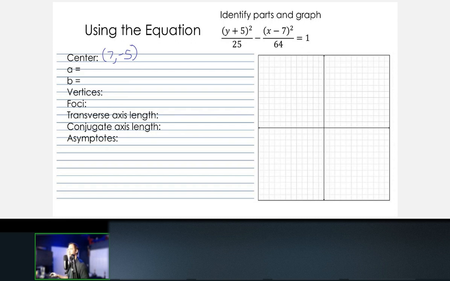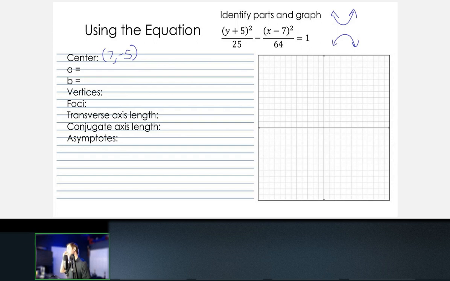All right. By the way, how does this graph open? What kind of graph is this going to be? How do we know it's vertical, up and down? Yeah, the y stuff is first. Very good. So what I like to do is right next to my equation, I do a little sketch like this just to show that it's a vertical graph. It's going to help me keep things straight in terms of finding my vertices, my foci, and whatnot.